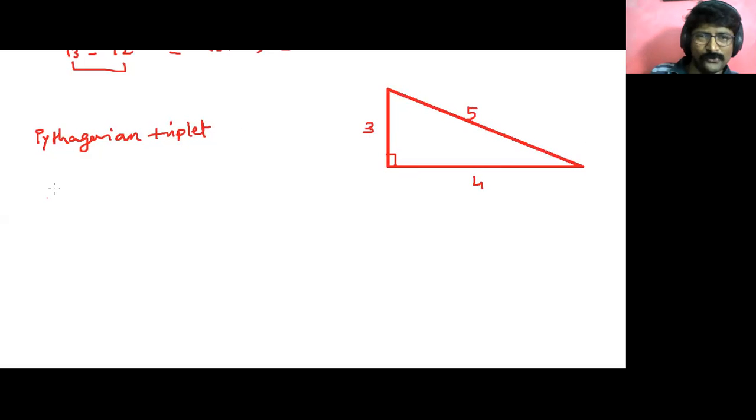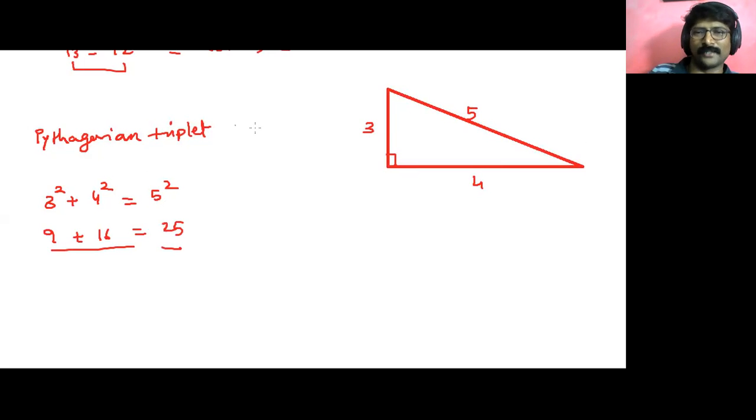Why? If you do 3 square and 4 square, that adds up to 5 square, isn't it? Check that out. 3 square is 9, 4 square is 16, and 5 square is 25. Is that so? This is called a Pythagorean triplet, 3, 4, 5. Now, the best part of the Pythagorean triplet, these are all tips, guys: if you double it, 6, 8, 10, this is also a Pythagorean triplet.